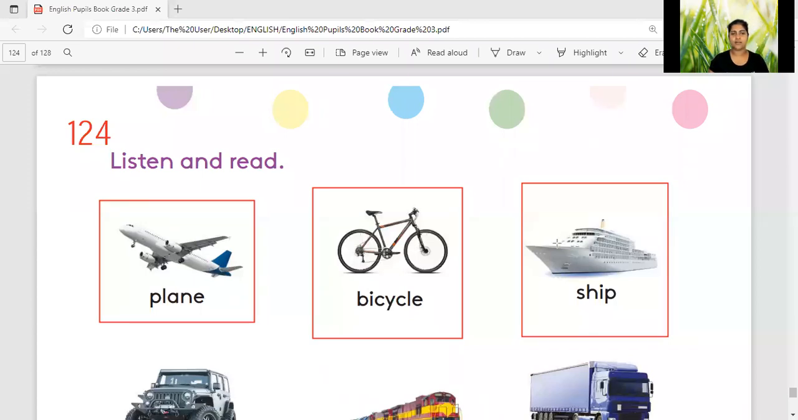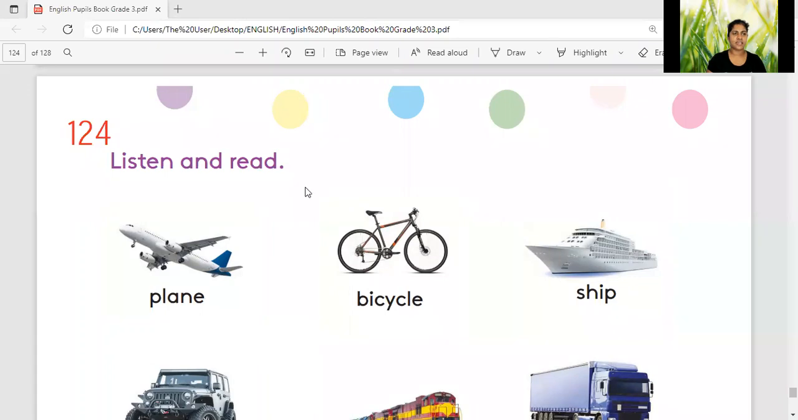Right. Okay. Then my dear children, next one. Now look at these pictures. Plane, bicycle, ship. Right.